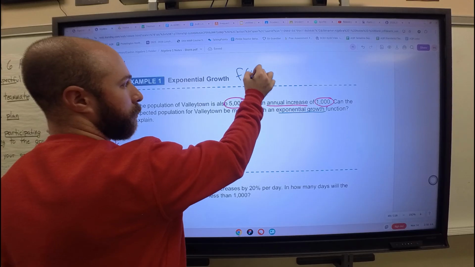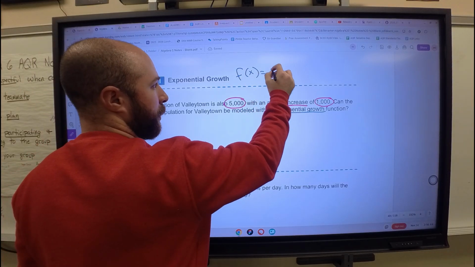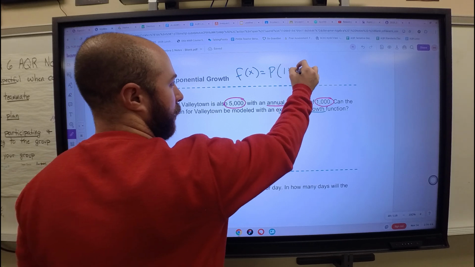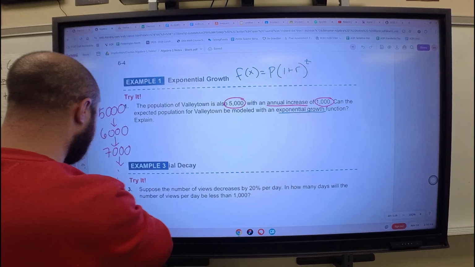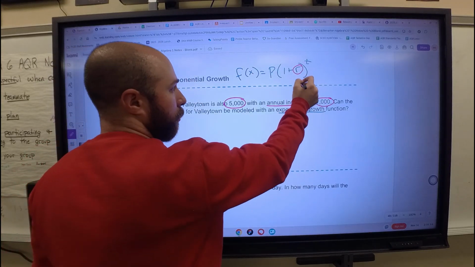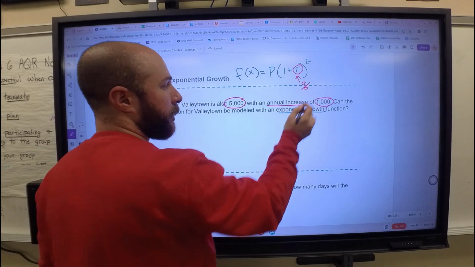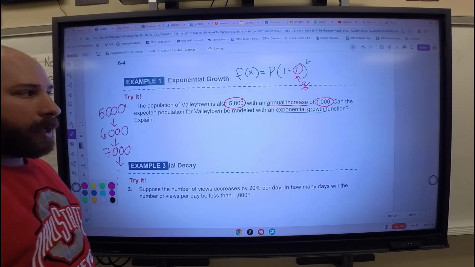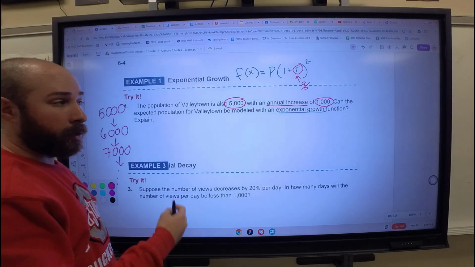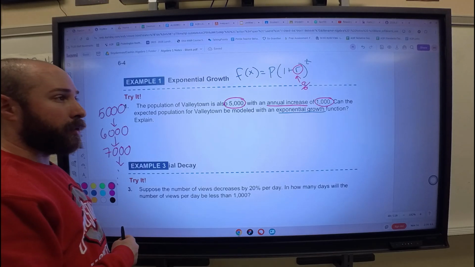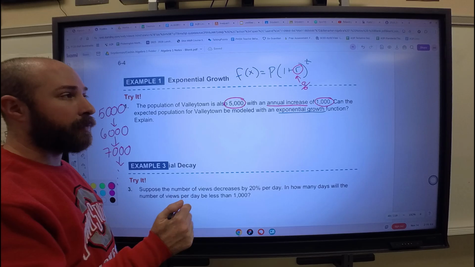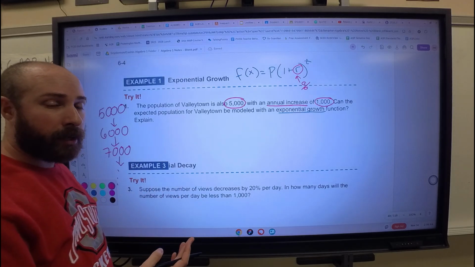And remember, growth is going to be P times 1 plus R to the T. So what we need in order for it to be growth, we need an R. We need a percent that it's increasing by. And nowhere in the problem does it say the word percent. Does it say the word rate? Does it give us a percentage? It does not tell us any of that. So we don't have an exponential here.